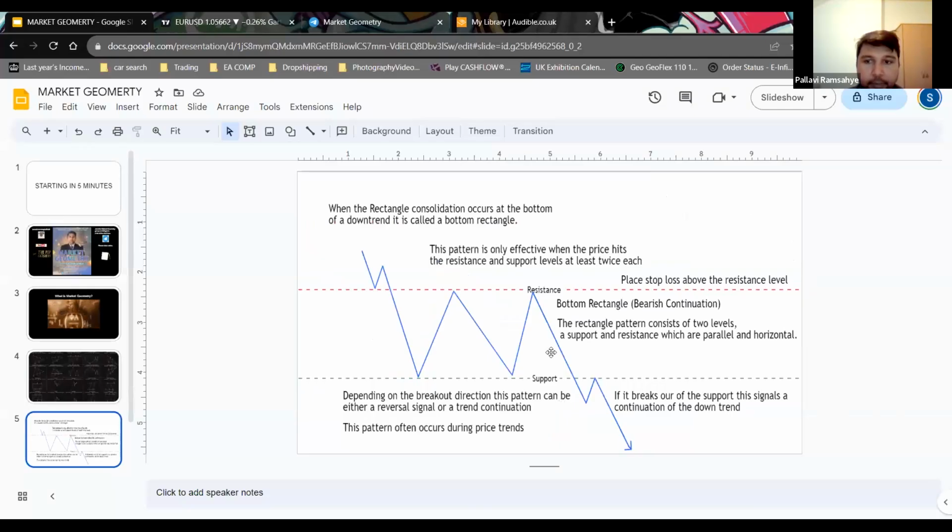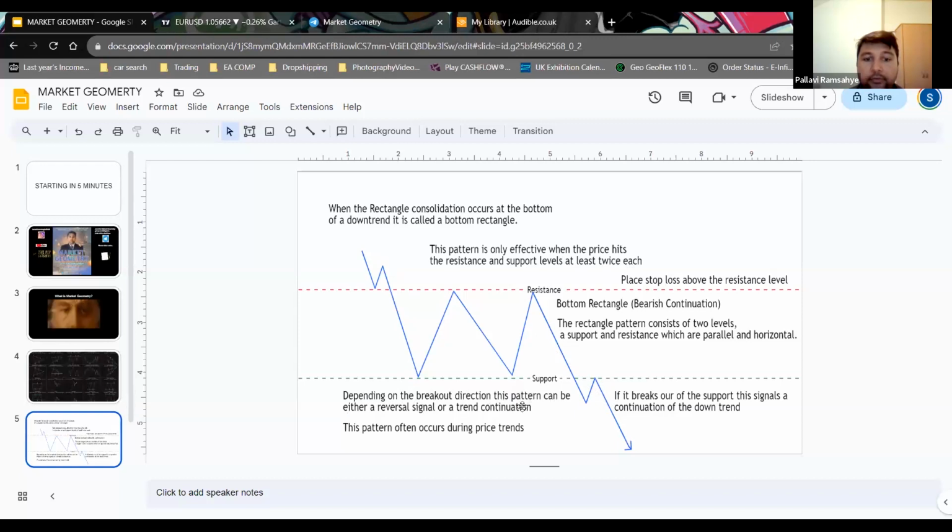So it's very, very simple the way this works. It's not as complicated as the harmonic patterns. We don't have to look for certain percentages with the Fibonacci retracement tool. It's very simple. You have a resistance and support level. Price action has to reject from these levels at least twice. And then we're either looking for a continuation of the trend. So in this case, a downtrend, so a breakout of the support, okay? Or the other side to that being a reversal, okay? So as mentioned here, it depends on the breakout direction.